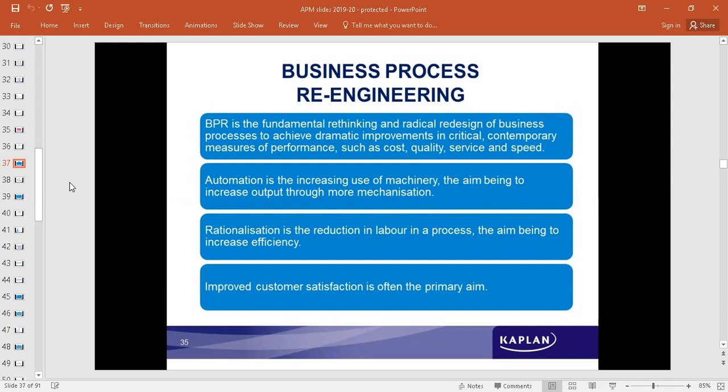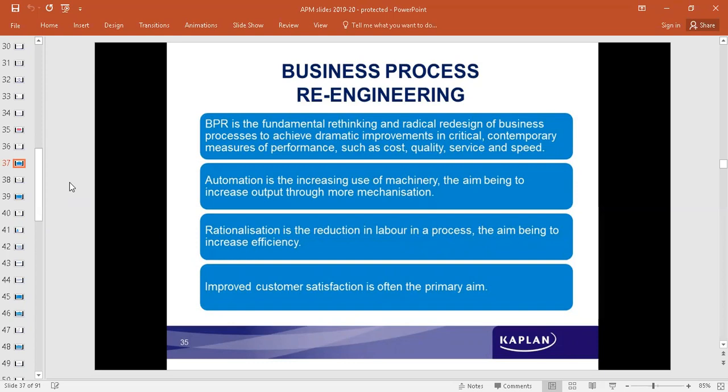Automation is the increasing use of machinery, the aim being to increase output through more mechanization. Why would the output increase? Because the speed is very high, long working hours, and because of that, automatically the output that is produced also increases. When output increases, more units are produced, and economies of scale can be realized. So more output can be produced and it becomes cost effective.